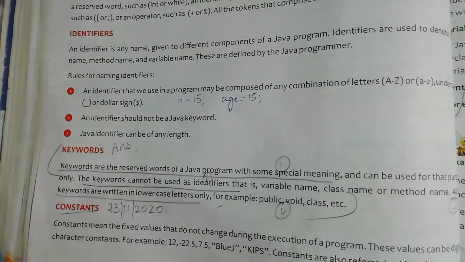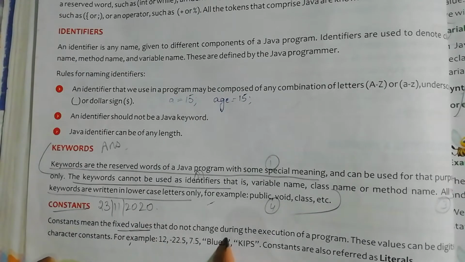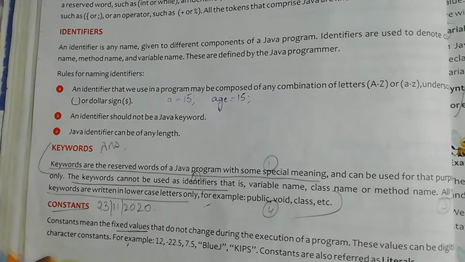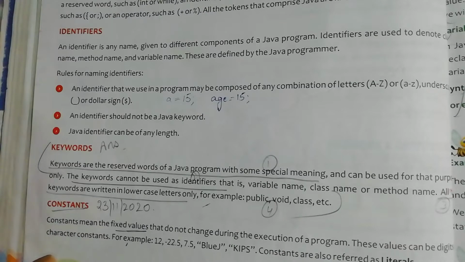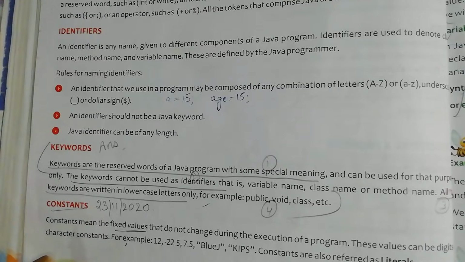So in a computer language, the fixed values that do not change during the execution of a program, जब program को हम execute करते हैं, and whose values do not change, that value is called a constant value. So these values can be digits and characters. कुछ भी हो सकता है. It can be a digit, it can be a character.